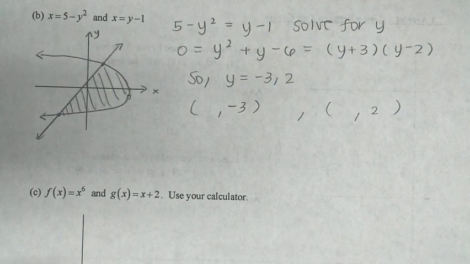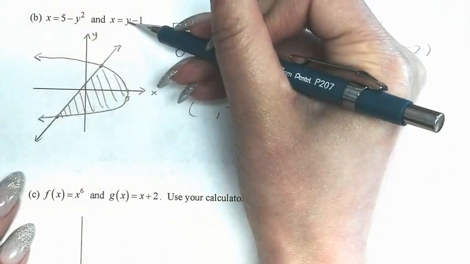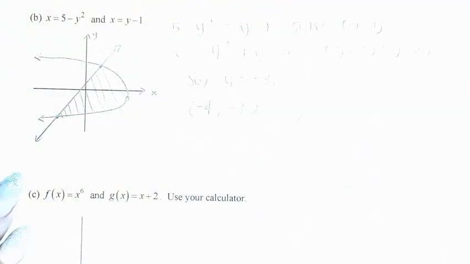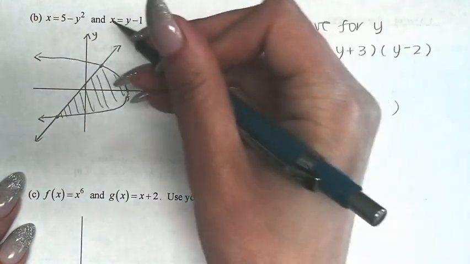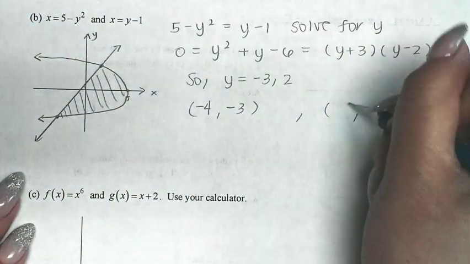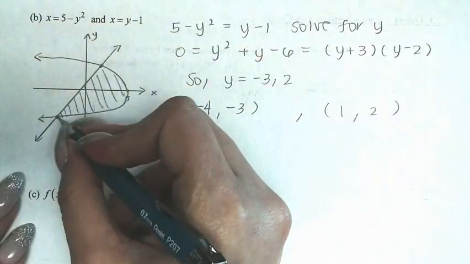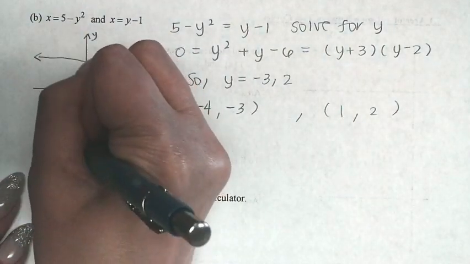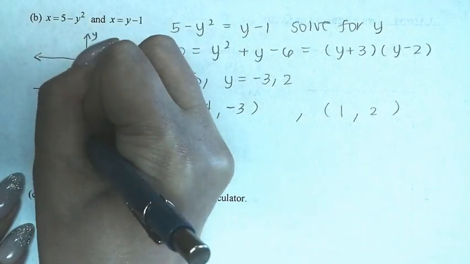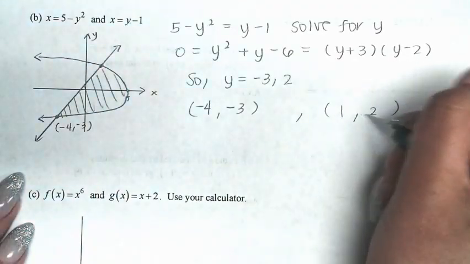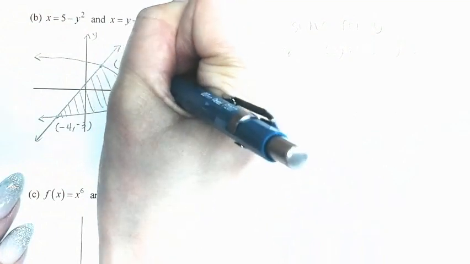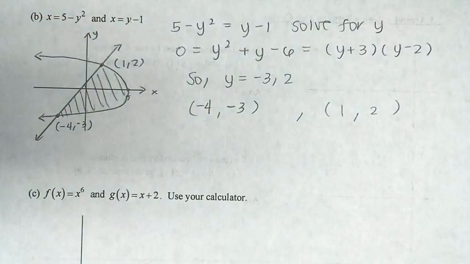Okay, so what I would do here is plug the -3 here, giving you a -4, and the 2 over here, giving you a beautiful 1. So you know that both negatives is going to be in quadrant 3, so you have -4 comma -3 here, and this one is going to be both positives. You are in quadrant 1, which makes a lot of sense. Okay, now what's the deal with my integral?